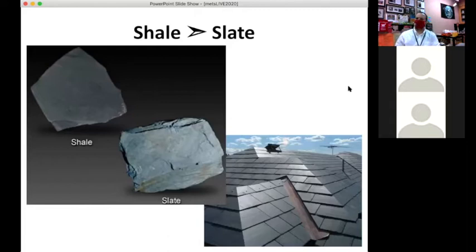Here's another one that has layers. Shale is sedimentary. It forms in the deep ocean, has oil in it. But when it gets squeezed, we call it slate, and slate is very smooth and very impermeable because it's been squeezed so tight. And we can use it on roofs. We can have shingles that are made of slate.